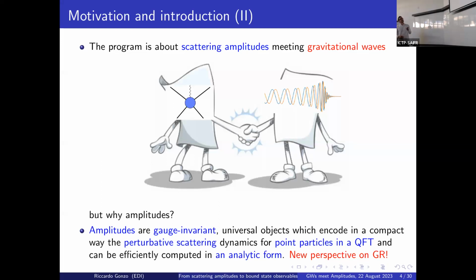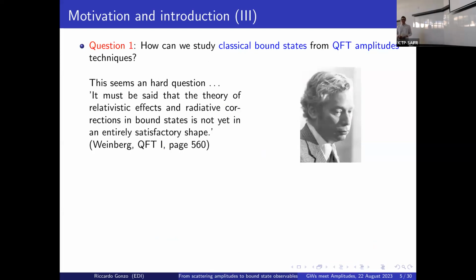So yeah, that offers a new perspective on general relativity, and we would like to see the two things come together. All right, so we would like to understand classical bound states again, right? And these are related to scattering amplitudes, as we'll try to explain.